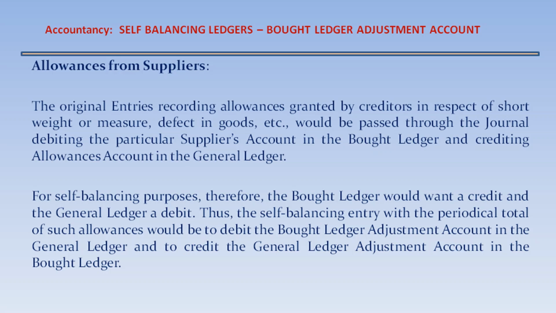Therefore, the BAT ledger would want a credit and the general ledger a debit. Thus, the self-balancing entry with the periodical total of such allowances would be to debit the BAT ledger adjustment account in the general ledger and to credit the general ledger adjustment account in the BAT ledger.